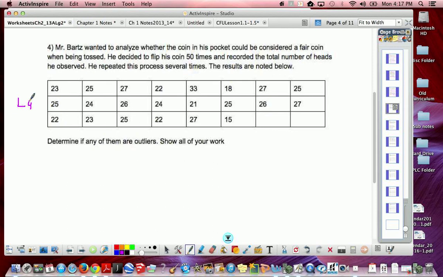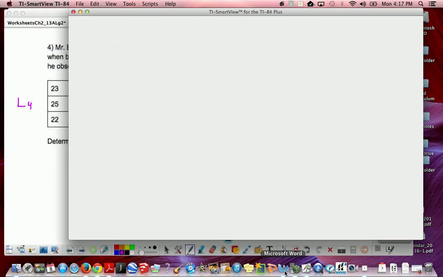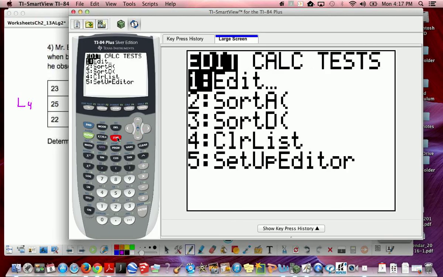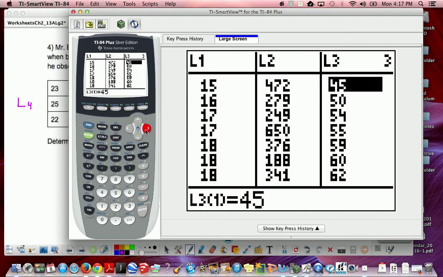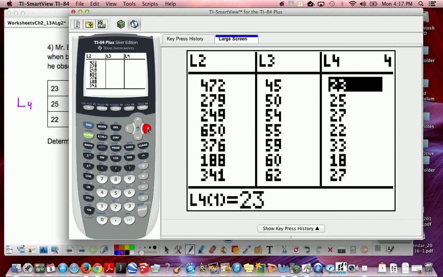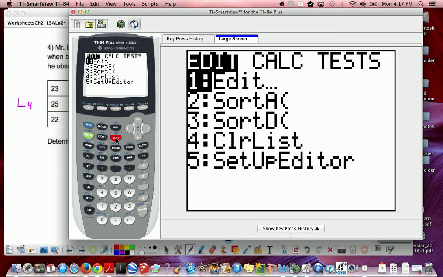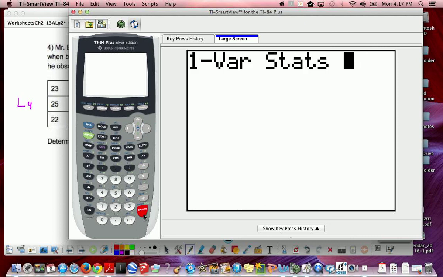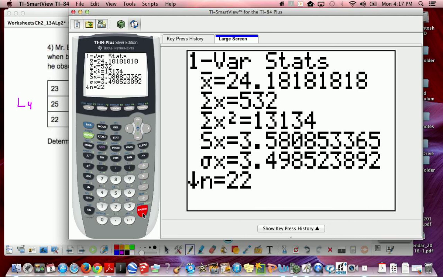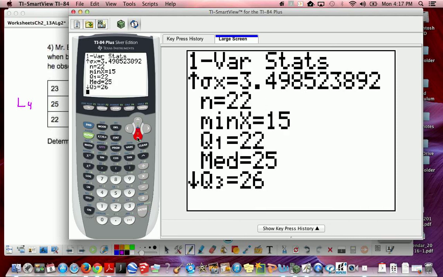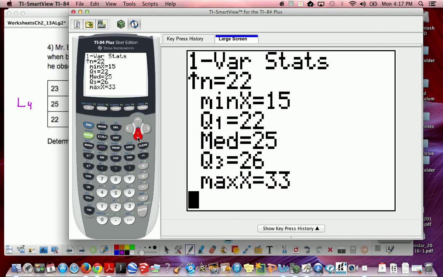Mr. Bartz, I myself put these all in list 4. So in my calculator, just to show you again, if I go to stat and just go to edit, if I look at my list 4, there are all my coin tosses there. Once I've done that, stat, calculate, one variable statistics, can't just hit enter, gotta select list 4. Now I can scroll down and get my Q3 and my Q1.